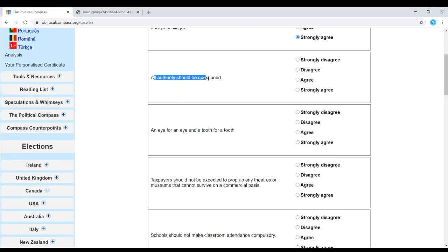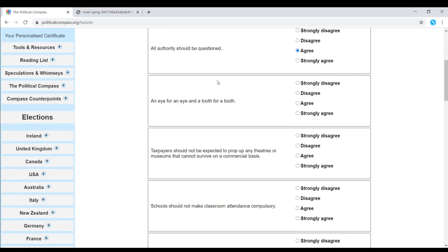All authority should be questioned. I'm going to agree a little bit. I'm going to agree because I think that we should be okay with questioning authority, but I think some authority doesn't need to be questioned. There's a lot of natural authority that doesn't absolutely need to be questioned. So I'm not going to strongly agree, but we shouldn't be afraid to question authority.